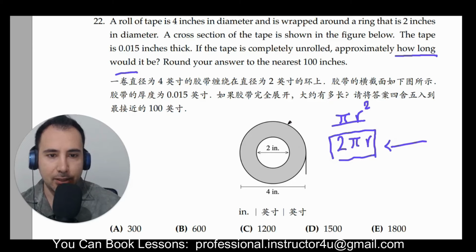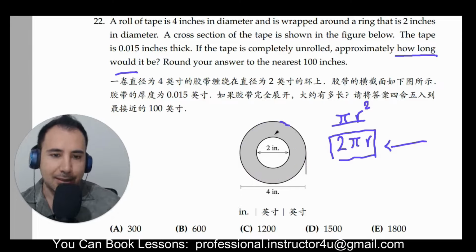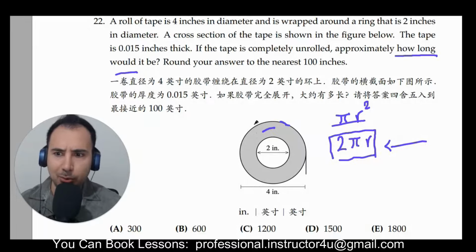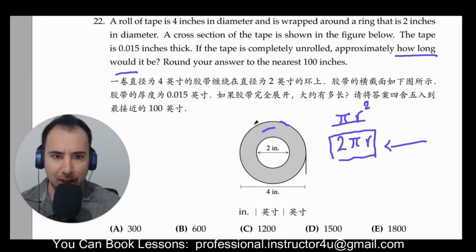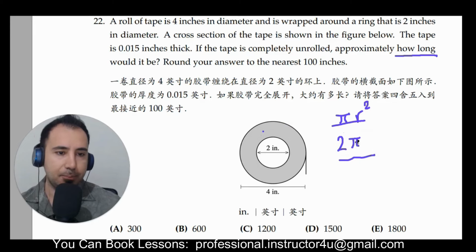But they see as we are starting to unroll this, the thickness of the tape will shorten, get smaller. So after we keep unrolling, the radius and the diameter of the tape starts shrinking. So we have a question with the radius changing. Wow, difficult. But that's how they get confused and probably they guess the question or they leave it. But actually, even though it says how long, this is actually an area question.